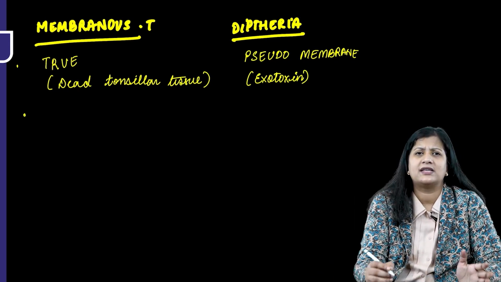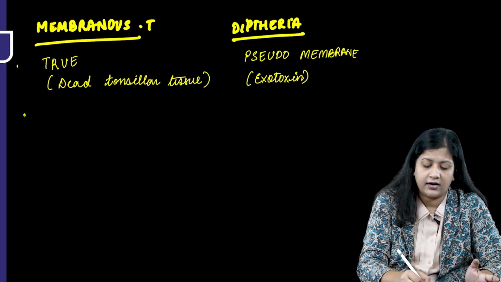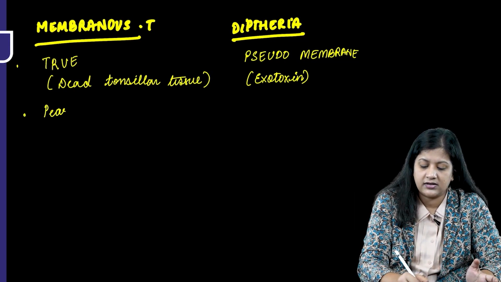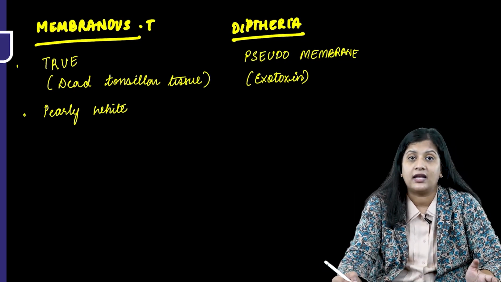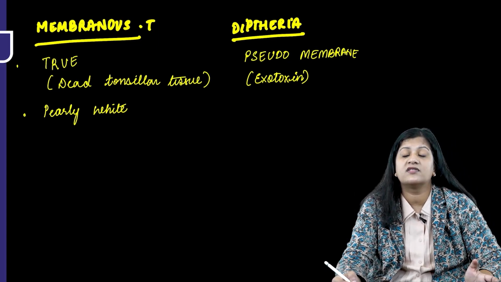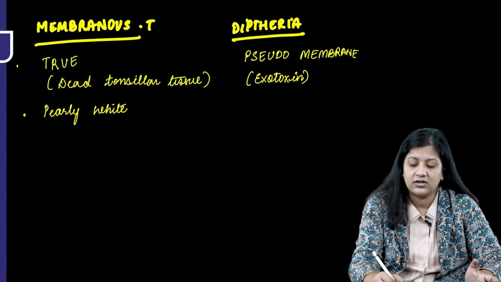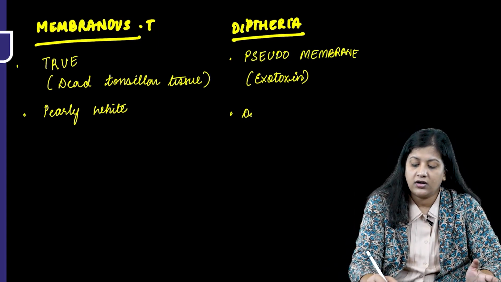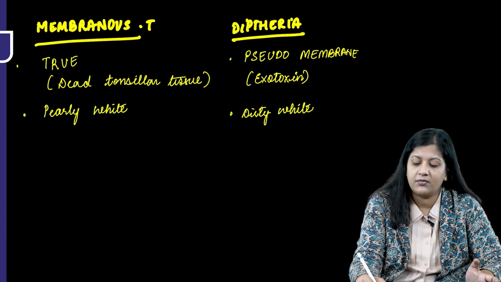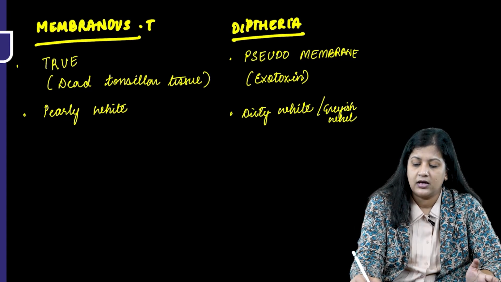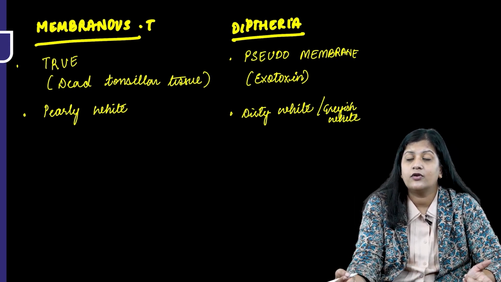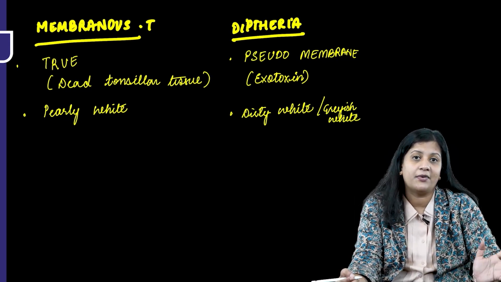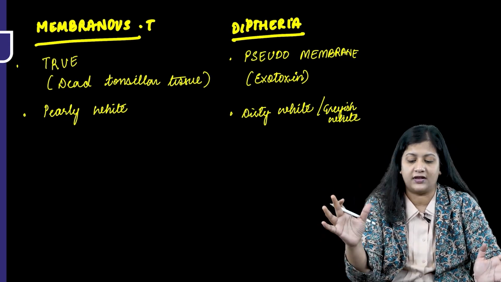Membranous tonsillitis is pearly white in color. This we have understood, that it is pearly white in color. Whereas diphtheria is because of the exotoxin liberated by bacteria, so this is dirty white or grayish white in color. So diphtheria will be a dirty white membrane or a grayish white membrane. So based upon the color also, you can differentiate whether it is membranous tonsillitis or diphtheria.